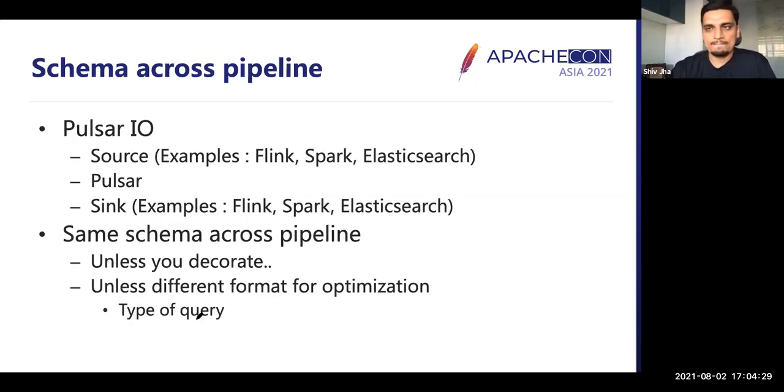And then there are your sources and sinks apart from the streaming platform itself, like Pulsar has source and sink support with Flink and Spark and Elasticsearch and whatnot. So you can share the same schema across your pipeline if your use case allows for it. If, of course, you decorate your data over Pulsar or some place in your pipeline, then your schema changes.